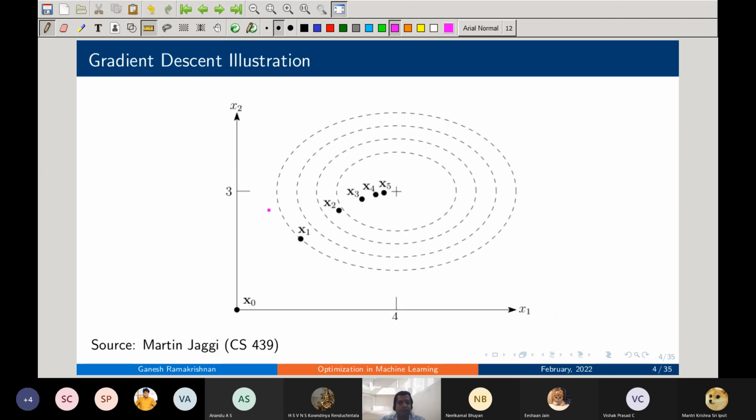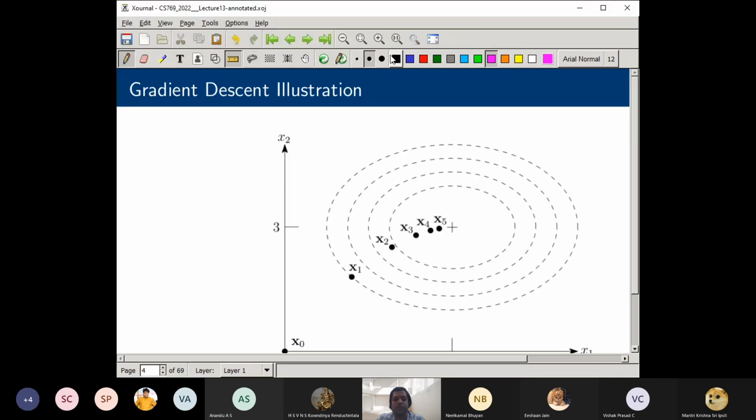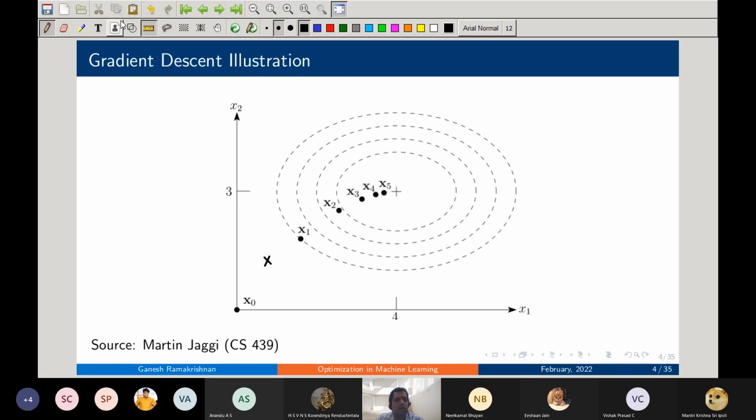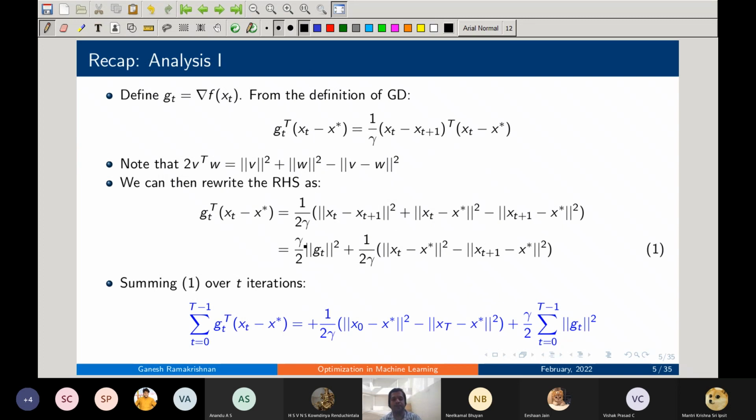So we are going to start always with x0. Suppose x0 was here. So this is our x0. We'll go from x0 to x1 and so on, up to t equals capital T minus 1.